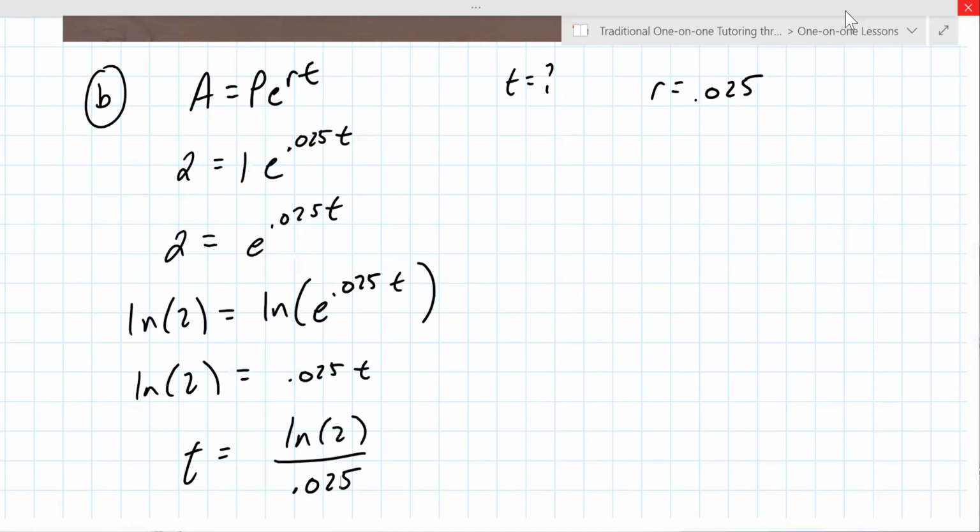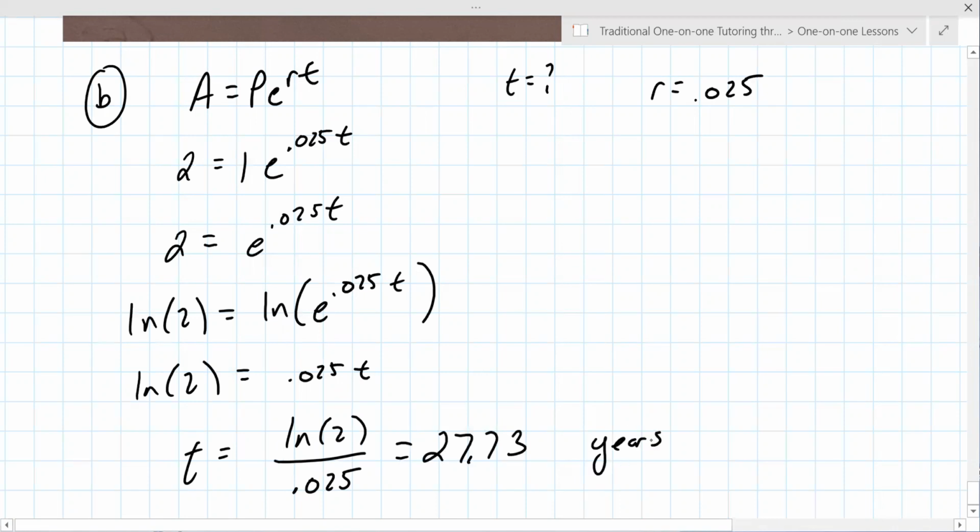Okay, and that is a number they probably want in your calculator. So let me get you that. Log of 2 divided by 0.025. So 27.73 years.